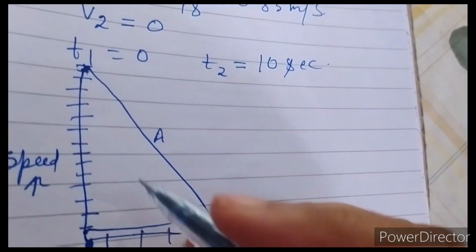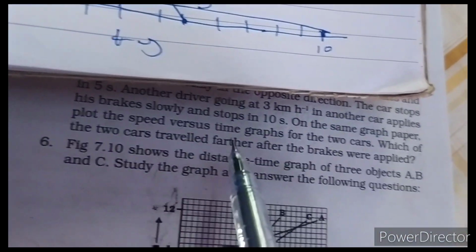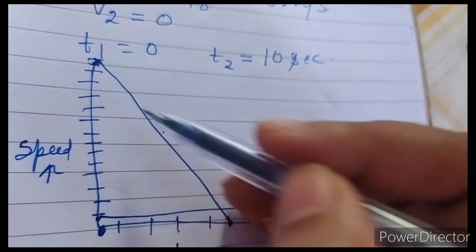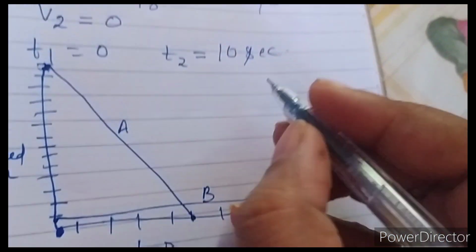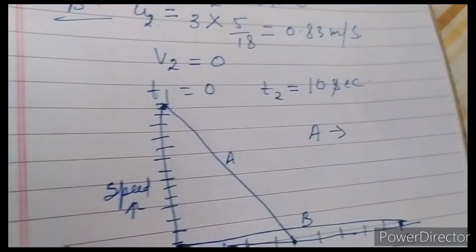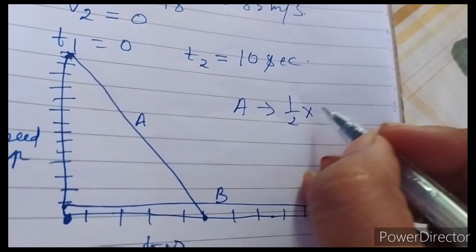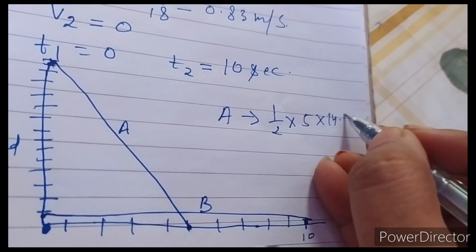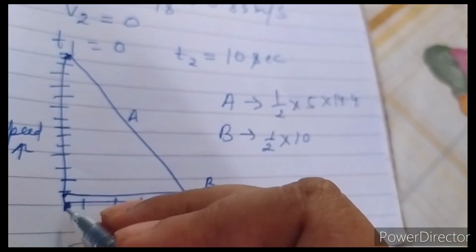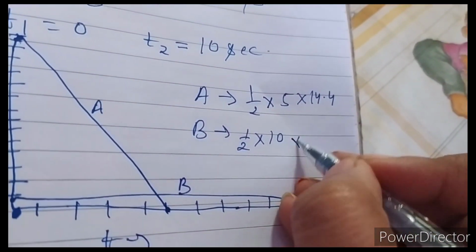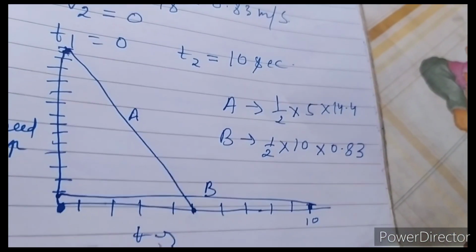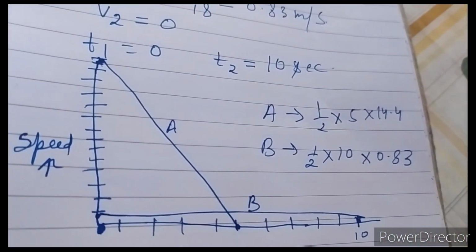Now the last part of the question says to find out which of the two cars traveled farther, that is, how much distance has been covered. So you have to find the area of these two triangles: half base into height for car A and half base into height for car B. For car A, base has been given as 5 and height is 14.4. And for car B, again half base into height, so half into 10 is the base and height is 0.83. Calculate it, and obviously you can see the difference in the graph, and from the graph alone you can tell which car has traveled the maximum distance.